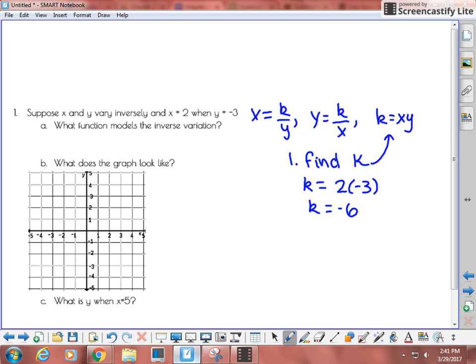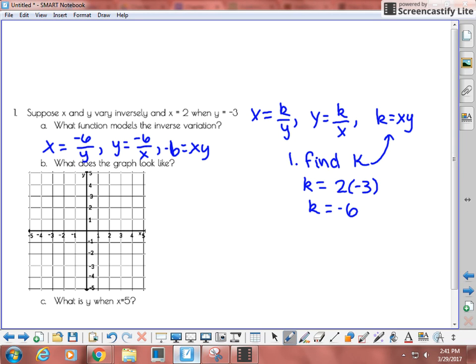So from that, you can make all of the different equations that go with it. So I could say x equals negative 6 over y. I could say y equals negative 6 over x. Or I could say that negative 6 equals xy. Any of those are technically correct. So now I'm going to make a graph of this.